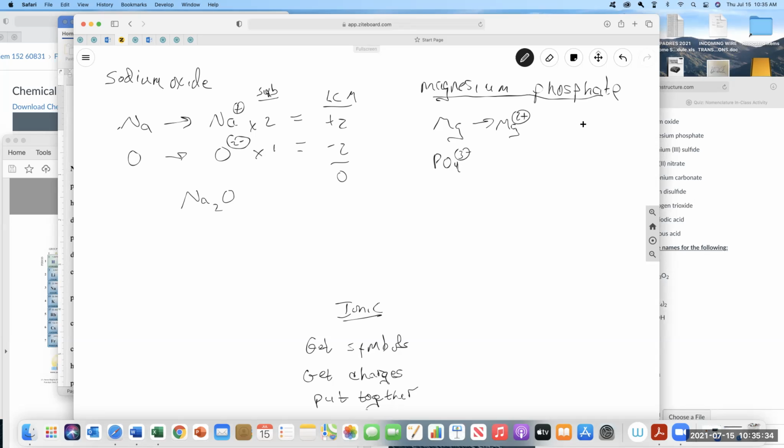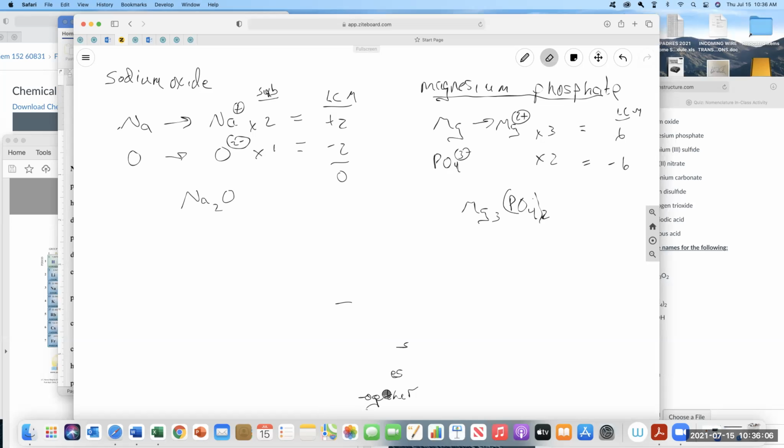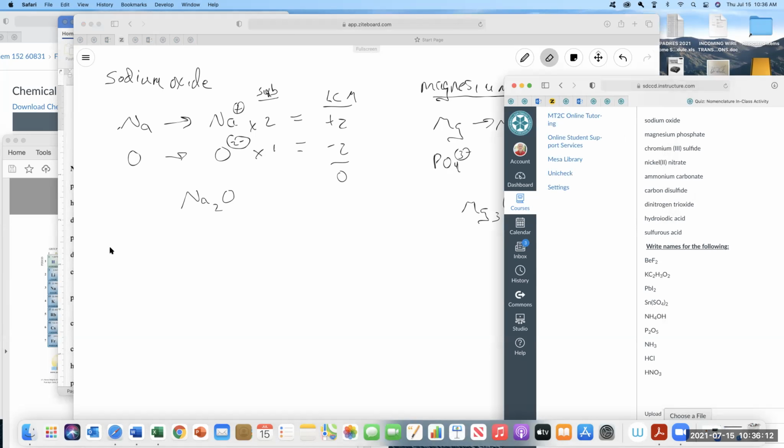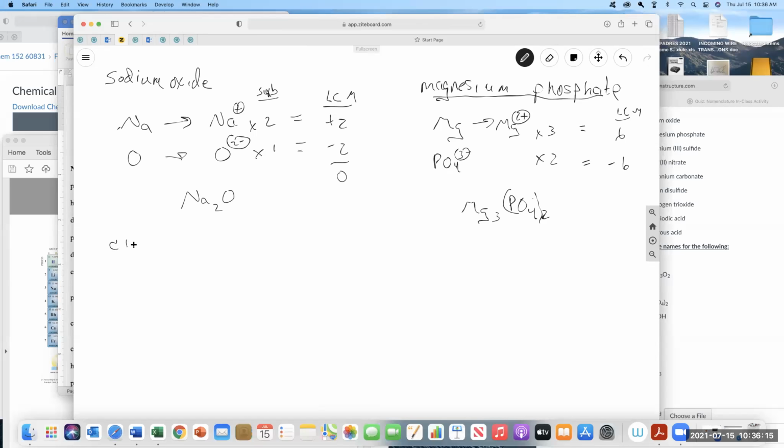All right. So then we need to get to the least common multiple of the charges. We have 2 and 3, so that's going to be 6. It means we need 3 magnesiums and 2 phosphates to get to the 6. So it'll be Mg3. And then if you have a polyatomic ion and you've got more than one, you've got to put it in parentheses. See if you don't put the parentheses, see what that looks like? So the parentheses say it's 2 of that whole thing. Okay. That's the approach. Next is chromium 3 sulfide. All right, so chromium 3 sulfide, I'm going to abbreviate it.